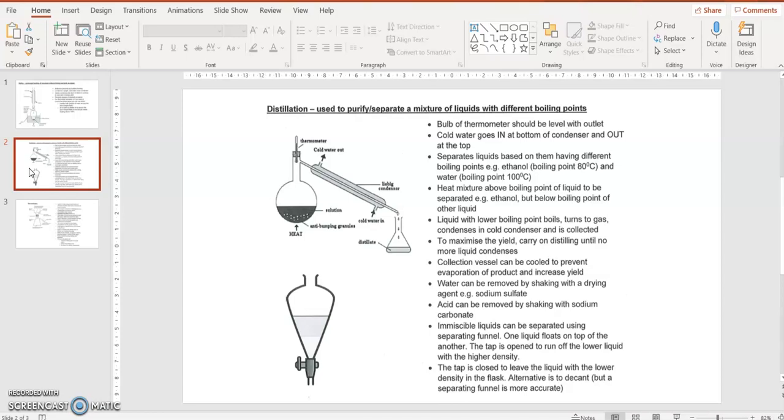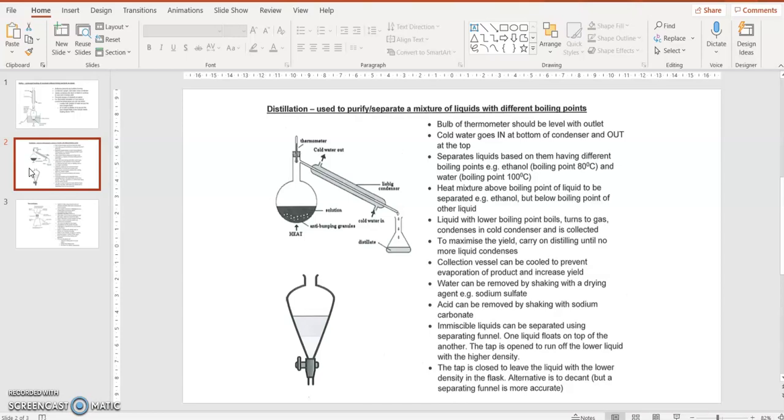If it says how do you remove water, then you could shake it with something like a drying agent, something like sodium sulfate will remove the water, and then if there's acid in there, you can remove it by shaking with sodium carbonate. You know that carbonates react with acid and make carbon dioxide, so that would do that.